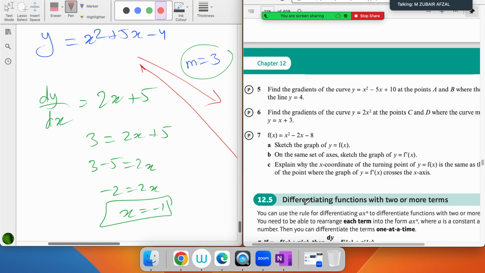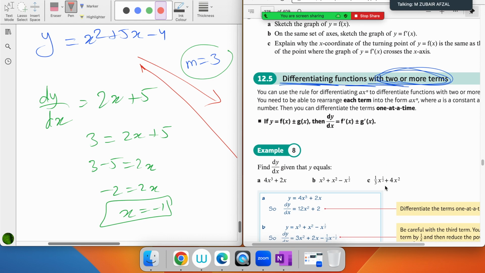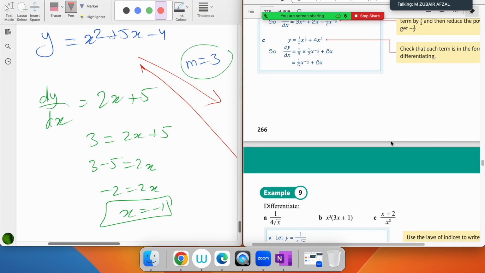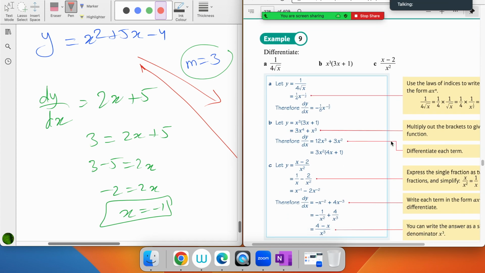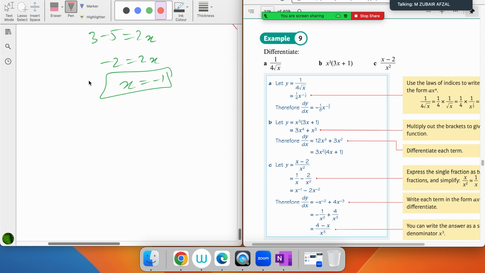Now this thing right here tells you differentiating functions with 2 or more terms. 2 or more terms basically are simple. 4x cube plus 2x, these are 2 terms. In B part these are 3 terms. In C part again it is 2 terms. So whatsoever it is, you should know how to differentiate 4x cube. You should know how to differentiate x raised to power 1 by 2. Constant is nothing. It is not a problem. Now differentiate these. In this case, it is quite possible to do it in 2 ways.